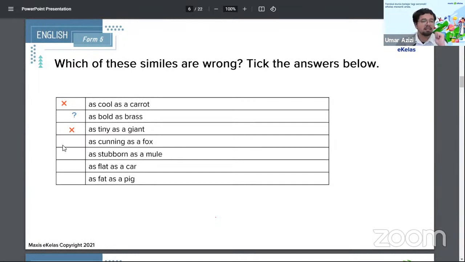Okay. As cunning as a fox. Is that a right simile or a wrong simile? Are foxes known to be cunning? As cunning as a fox. Right. It is right.